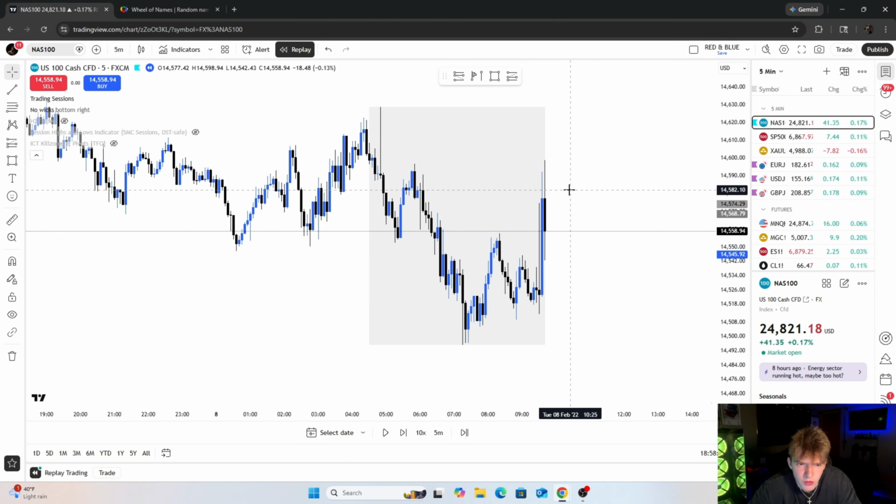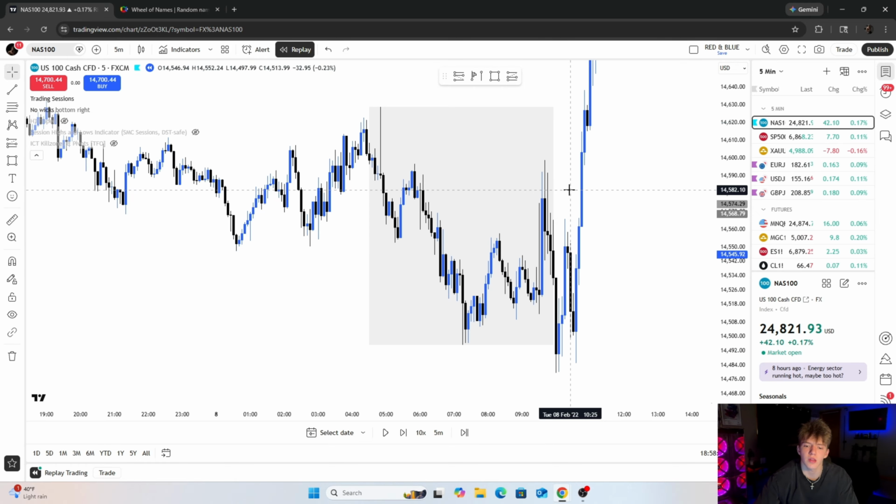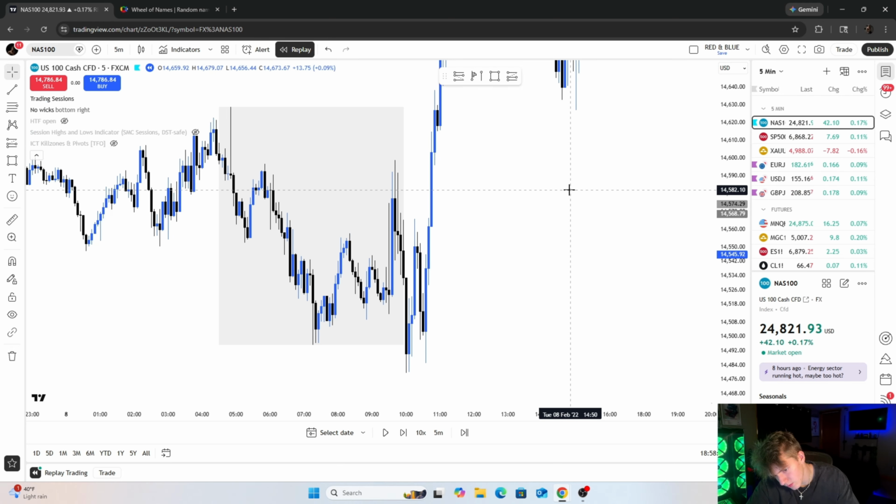Try not to get too fast, but there's no supply zones to our left. No demand zones either, so there's going to be nothing for that day. Let's go to the next.